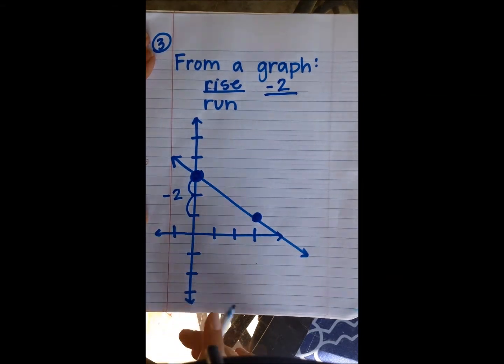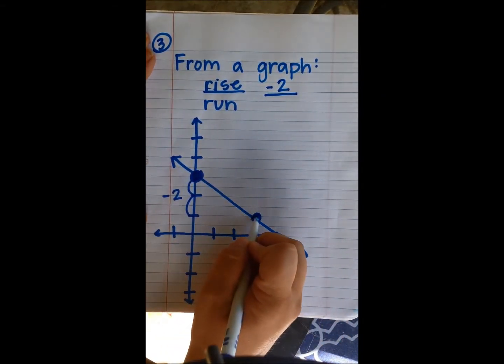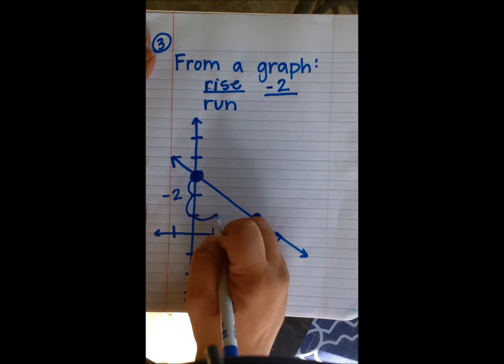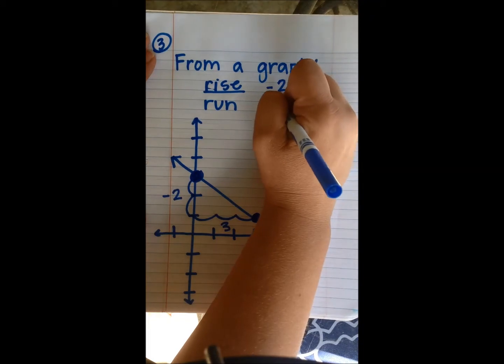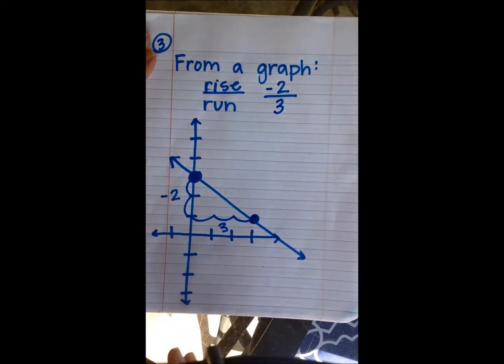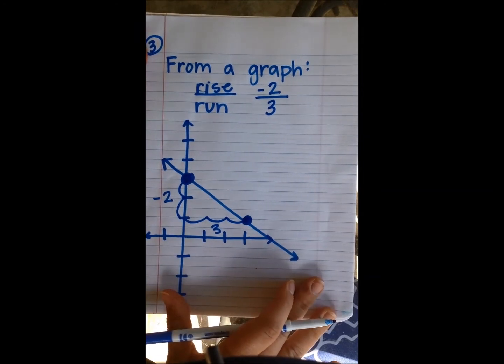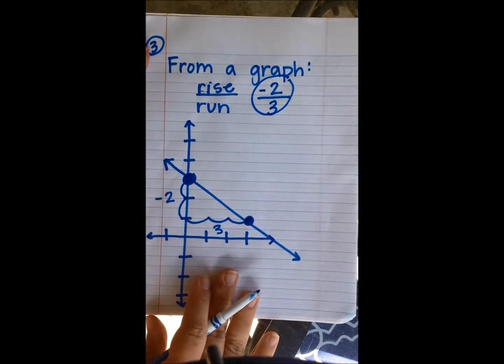To get our run value, you count how far you go left or right. So from here over to here is 1, 2, 3 units. And then you simplify your rate of change if it will simplify. -2/3 will not simplify. So there's our answer.